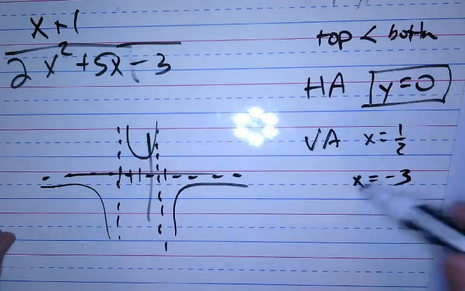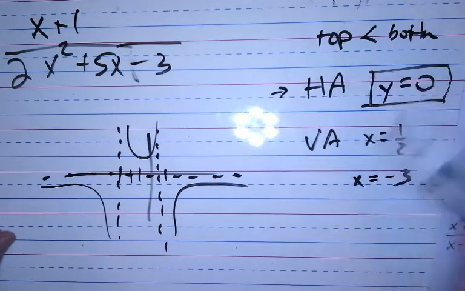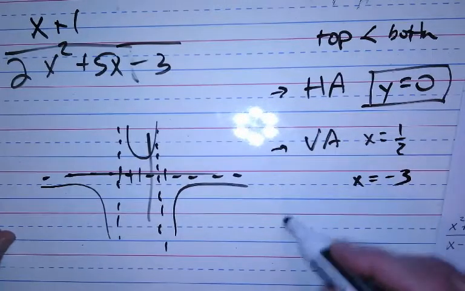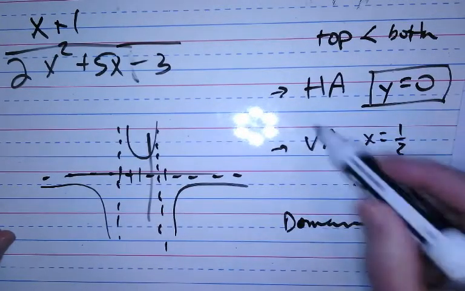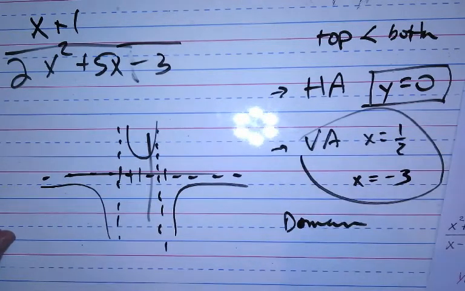So, what do you have to do? You have to tell me the horizontal asymptote, you have to tell me the vertical asymptote, and you have to tell me the domain. Remember, this is all you care about when you do the domain. So the domain is every number up to 1/2.